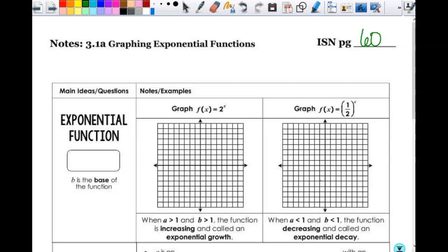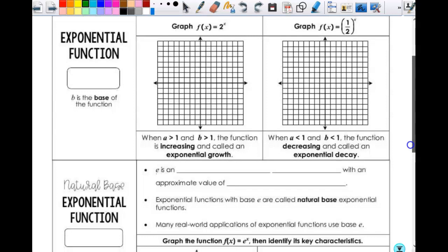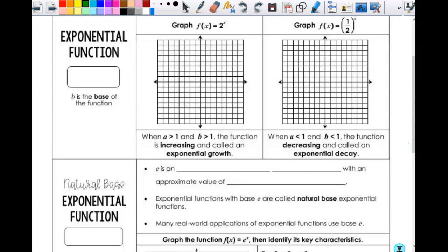All right, so we are graphing exponential functions. This is a big, huge, fat review from Algebra 2 for the most part. Plus, we've already done transformations and stuff this year with other parent functions, so we should be able to knock this out pretty quickly. All right, so let's talk about what an exponential function looks like.